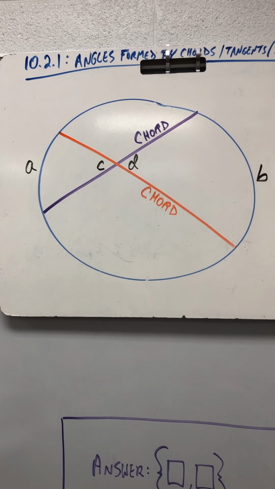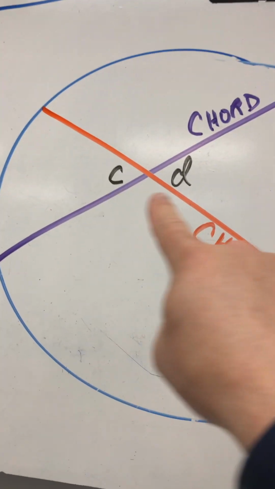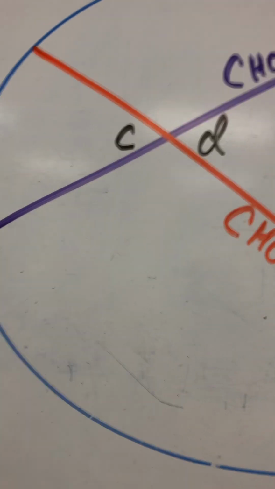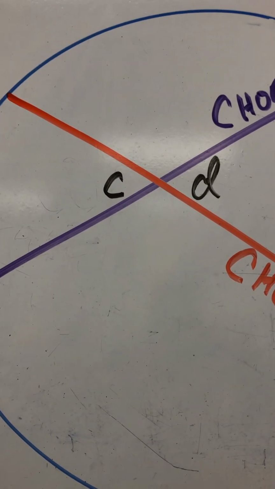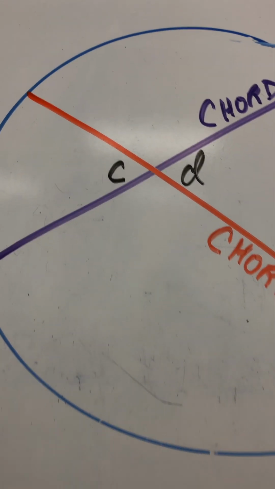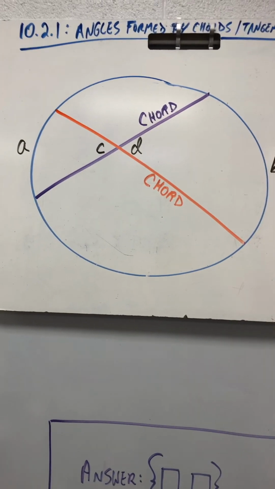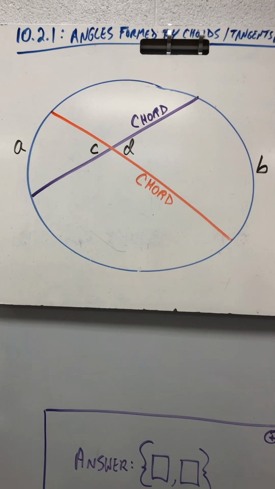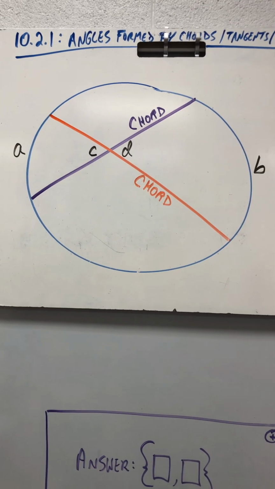Now, please notice that angles C and D are going to be congruent. They're going to be equal, right? Why? Because of vertical angles, right? Vertical angles are equal. So, how do you find angle C? How do you find angle C or angle D?